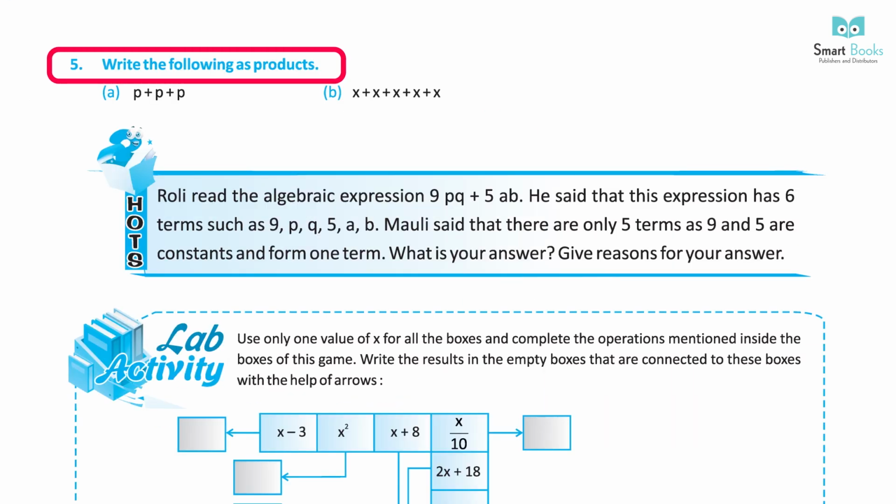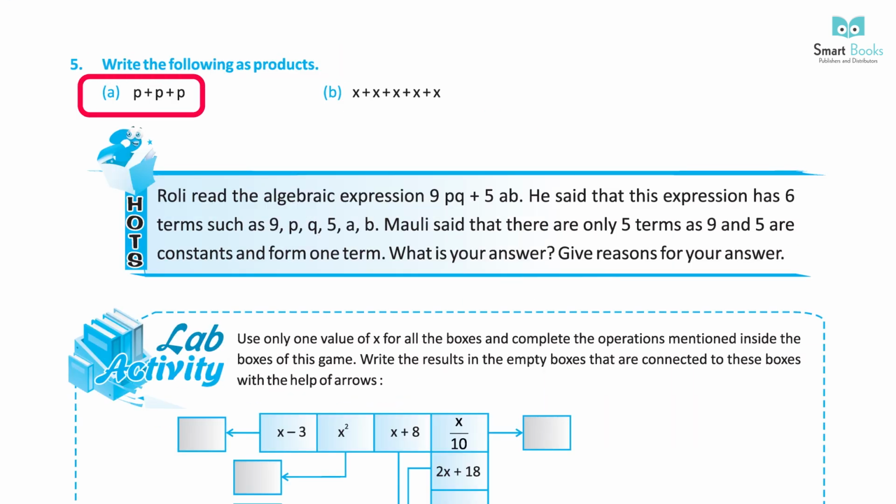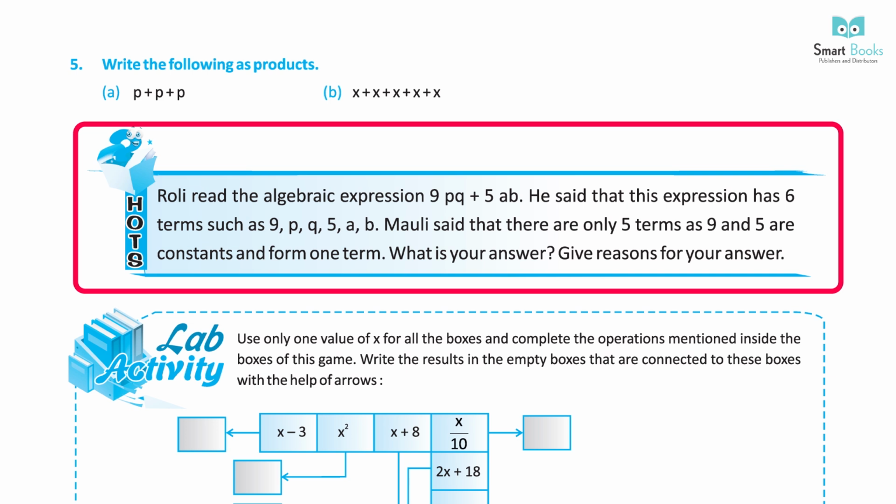Question 5. Write the following as products. A. p plus p plus p. Solution. 3p. B. x plus x plus x plus x plus x. Solution. 5x. HOTS. Rolly read the algebraic expression 9pq plus 5ab. He said that this expression has 6 terms such as 9, p, q, 5, a, b. Molly said that there are only 5 terms as 9 and 5 are constants and form one term. What is your answer? Give reasons for your answer.